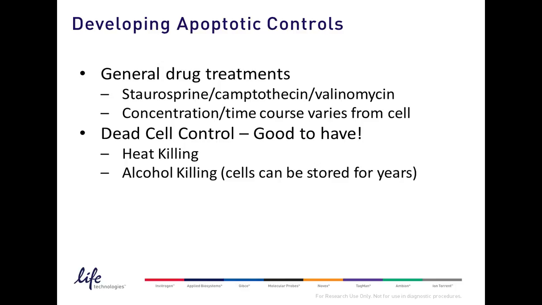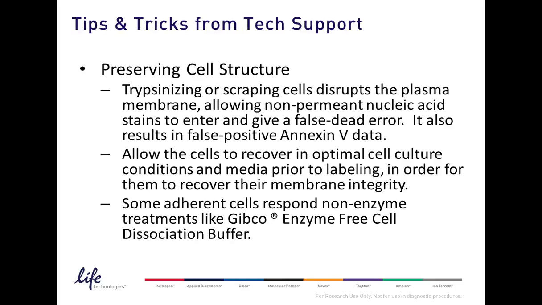The concentration and time course does vary from cell type to cell type, so again, it's important to optimize those yourself and to be aware that just because one study uses one concentration at one time point, it may not work in your protocol. Having those dead cell controls is really good to show that population. I think this speaks to the earlier question, that population that is positive for dead cells but not positive for apoptotic cells. So heat killing or alcohol killing. Alcohol killing allows cells to be stored or archived for many years. So these are very good controls and very good ways of very rapidly killing the cells.